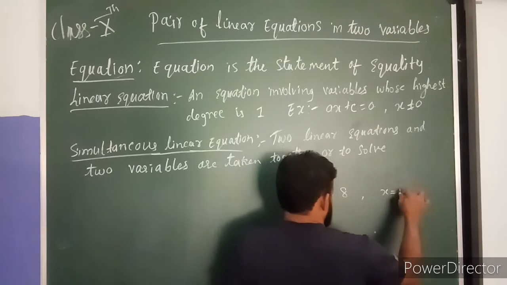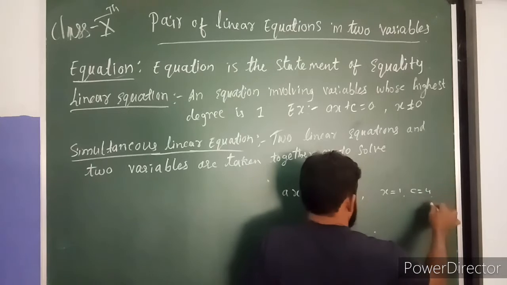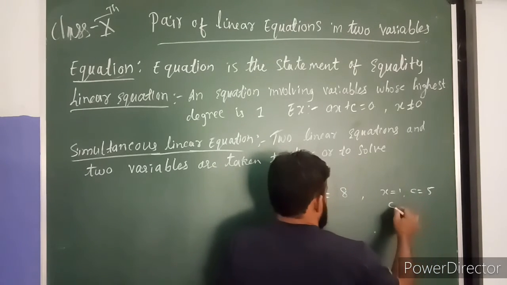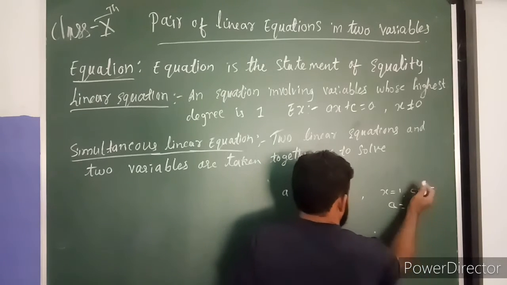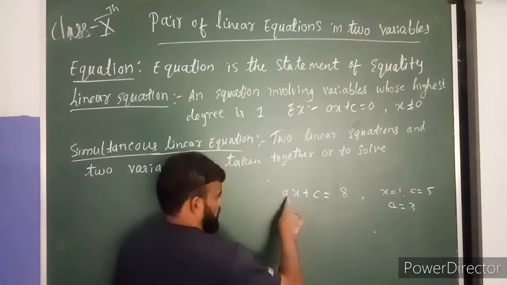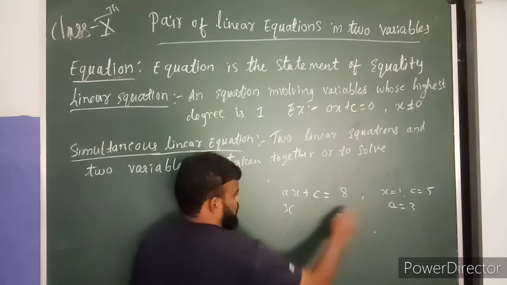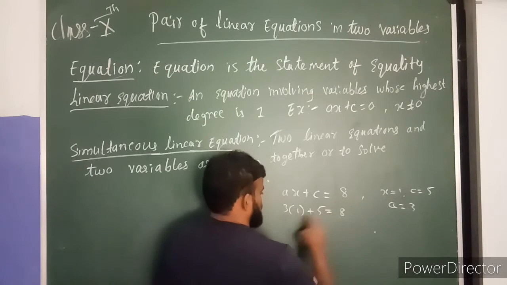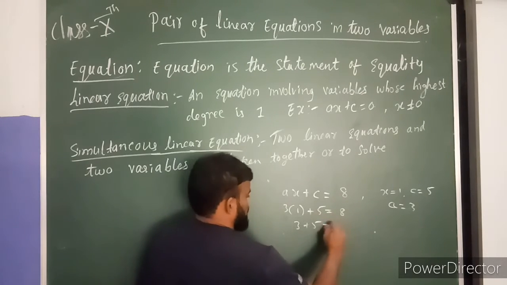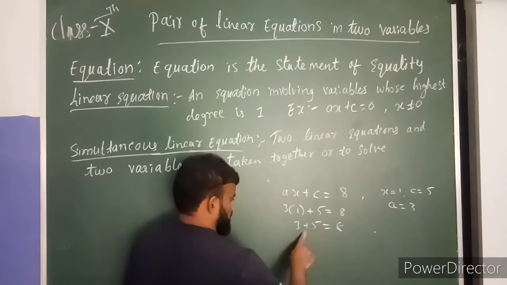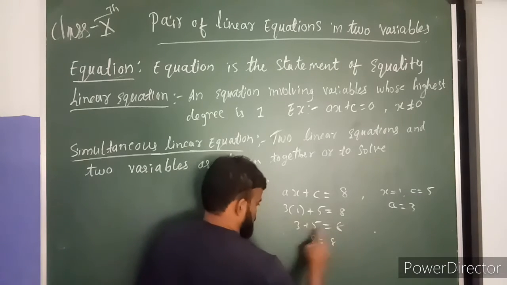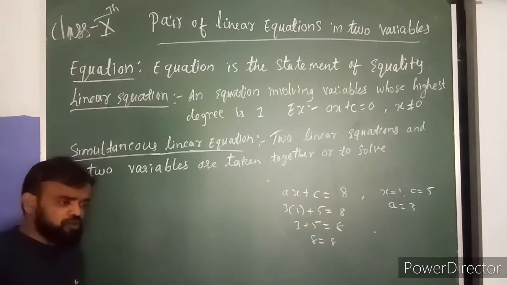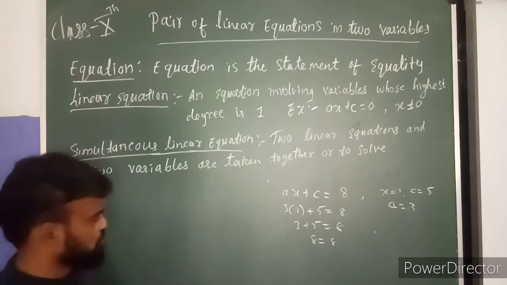Take x is 1, and c is equal to 5, and the value of a is 3. If you put that in, a is 3 into x is 1, plus c is 5, then that is 3 plus 5, that is 8. This is 8 here, and both sides will be balanced: 8 is equal to 8. So equations should be balanced like that. When the answer is equal on both sides, then we call it an equation, right?